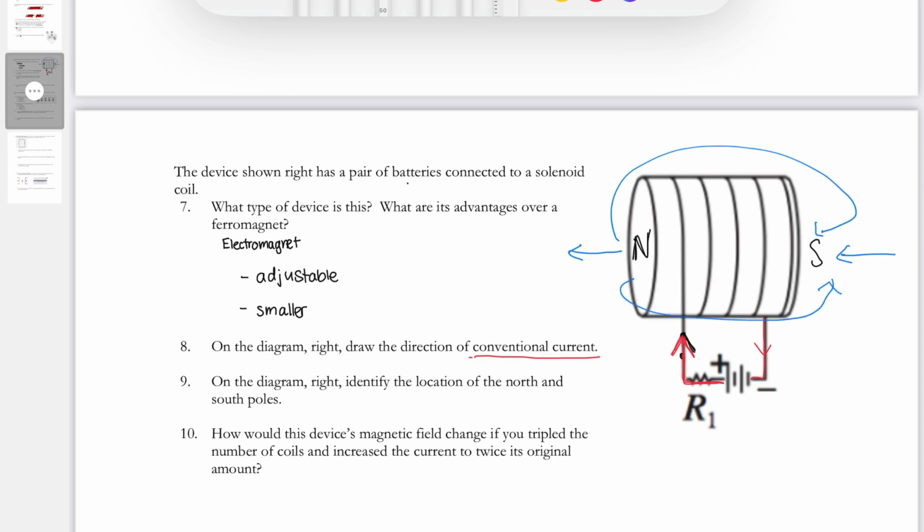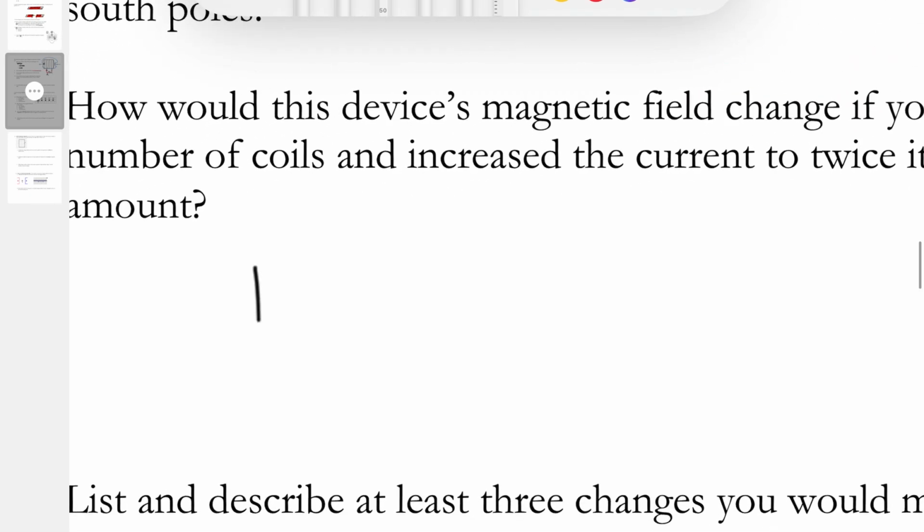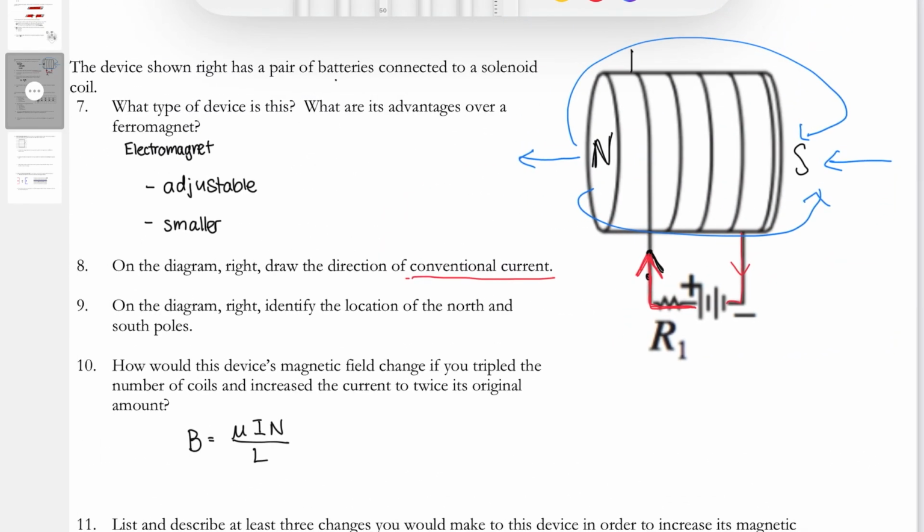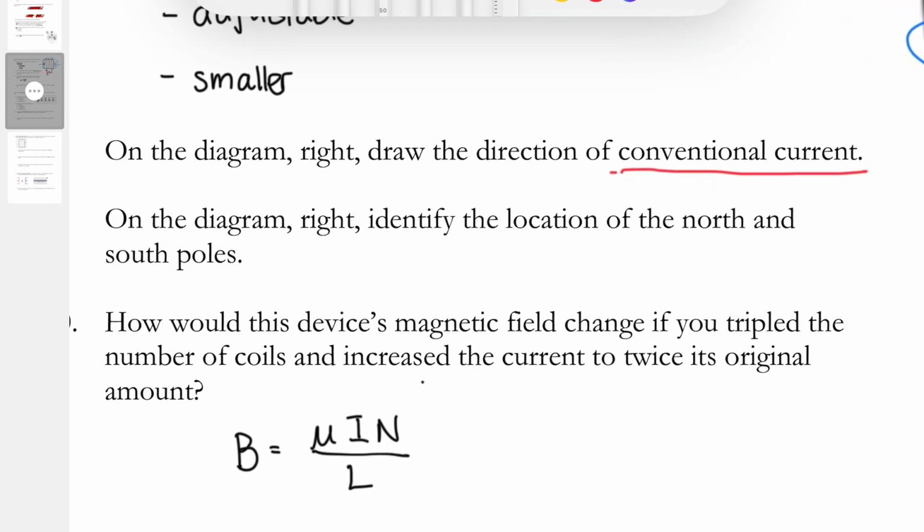Great. Now, there is an equation that goes along with this type of field, and I call this the four C's. The field depends on the core, the current, the coils, and compression. Compression is like if I took the length of this solenoid from here to here, I would want L to be small so the coils are close together, concentrating the field. But in any case, I'm not too worried about L because it's suggesting that I'm tripling N and doubling I. This would make the field 6 times larger than the original because 2 times 3 is 6.